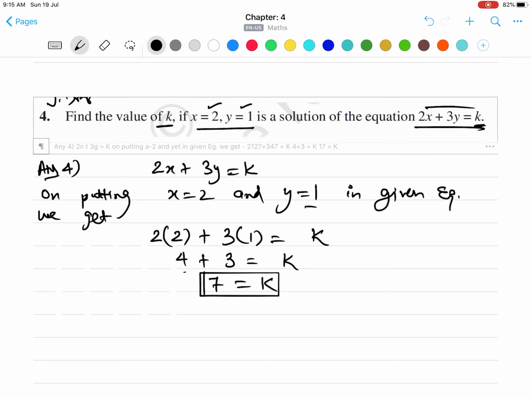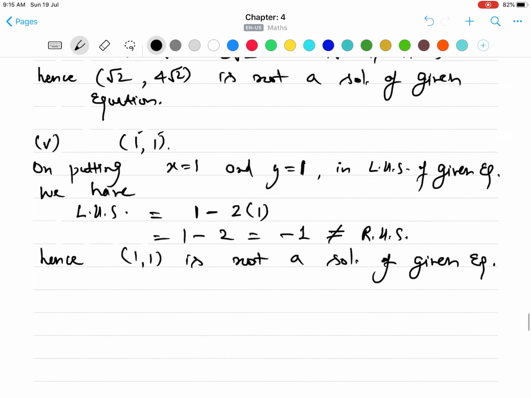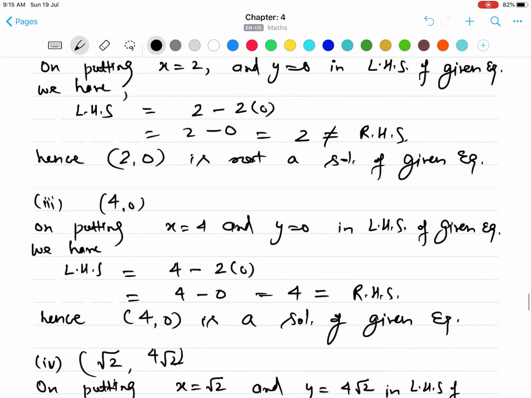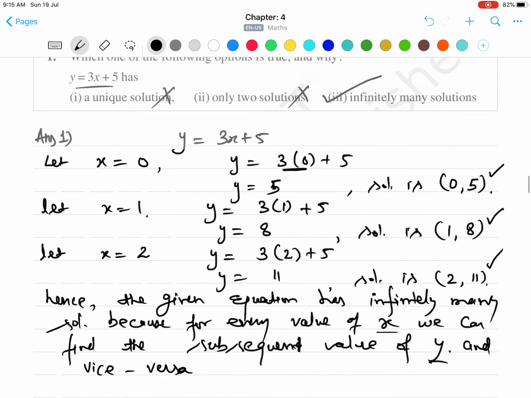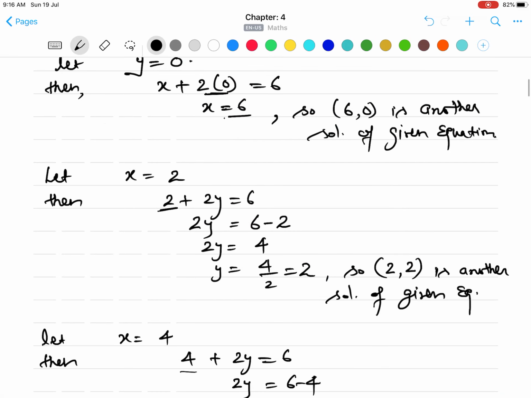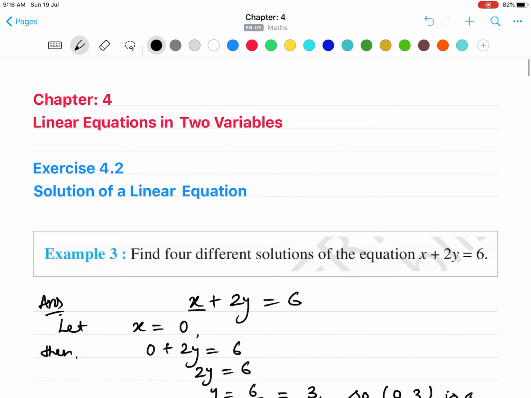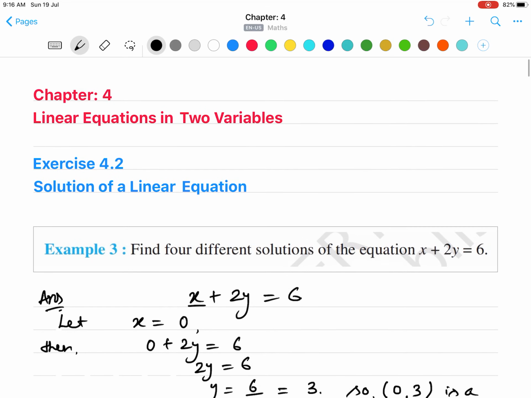With that we have finished exercise 4.2, all 4 questions. Okay, I hope you have understood this. What you have to do now is practice all these questions multiple times so that you understand them better. Practice these questions as many times as you can so that you will be fluent in solving them.